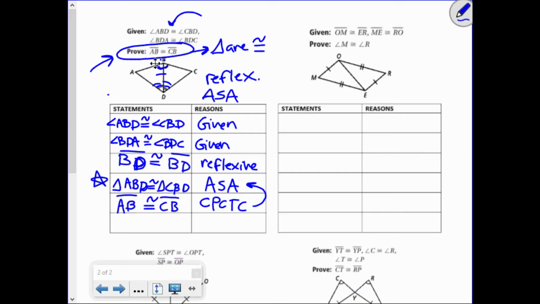Alright, next one. I know that OM is congruent to ER. I know that ME is congruent to RO. And then I'm trying to prove that M is congruent to R. Again, another small picture proof. In order to prove that the parts of the triangles are congruent, I have to prove that the entire triangles are congruent. So I need to figure out which rule of our 5 rules I can use to do that. So first I'm going to write down my givens.